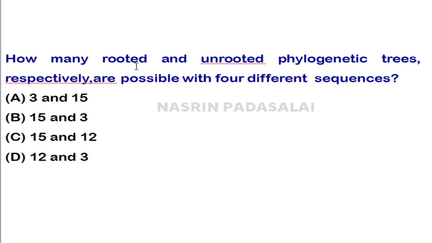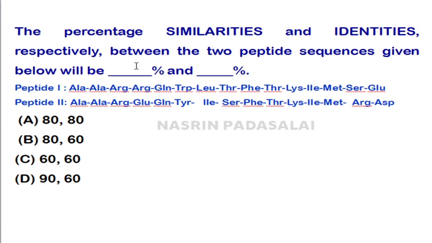How many rooted and unrooted phylogenetic trees are respectively possible with 4 different sequences? Already we dealt with the formula. So you can use the formula, just calculate and tell me in the comment section whether what you calculated is correct or not.